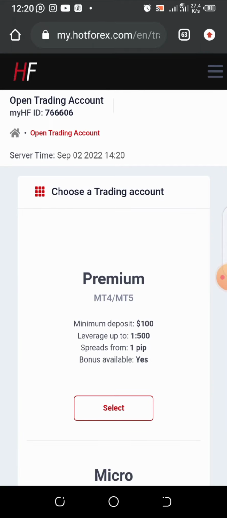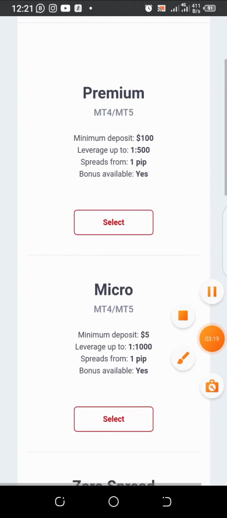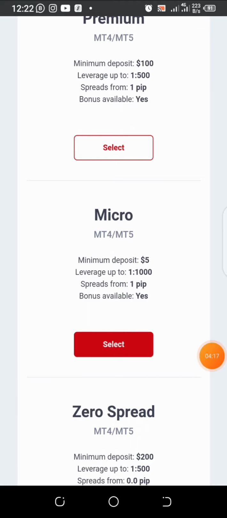Okay, now the first thing you have to know how to select is your leverage. Many people don't know how to use leverage, and leverage is one of the things that will help you blow your accounts on time. Personally, I don't use big leverage, because leverage controls how you trade. It will help you not to overtrade. If you want to deposit $100, you can use this. If you want the minimum deposit of $5, you can use this. You can see the leverage is different for each, so I will just click on select right here.